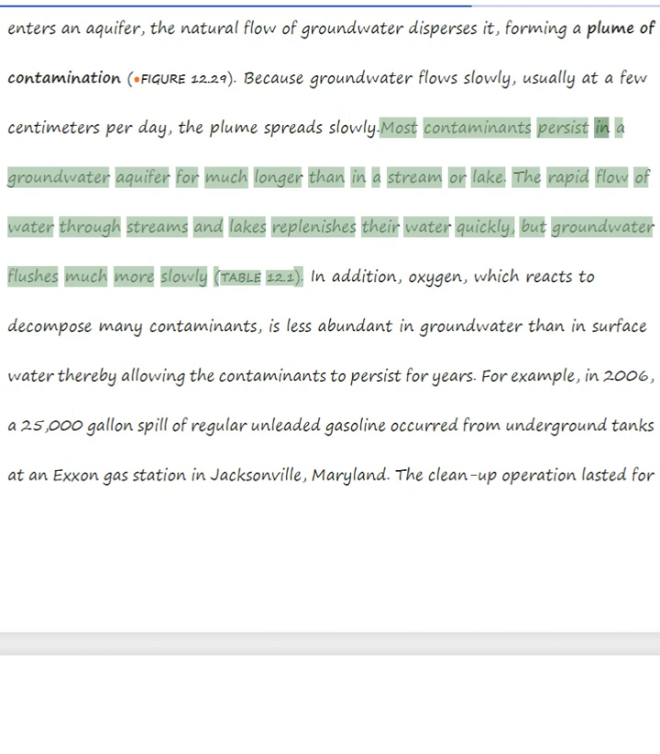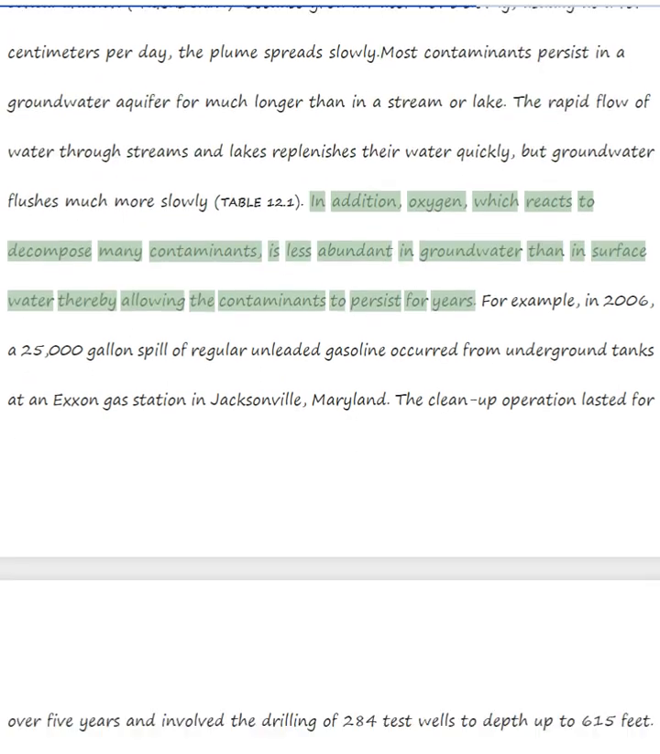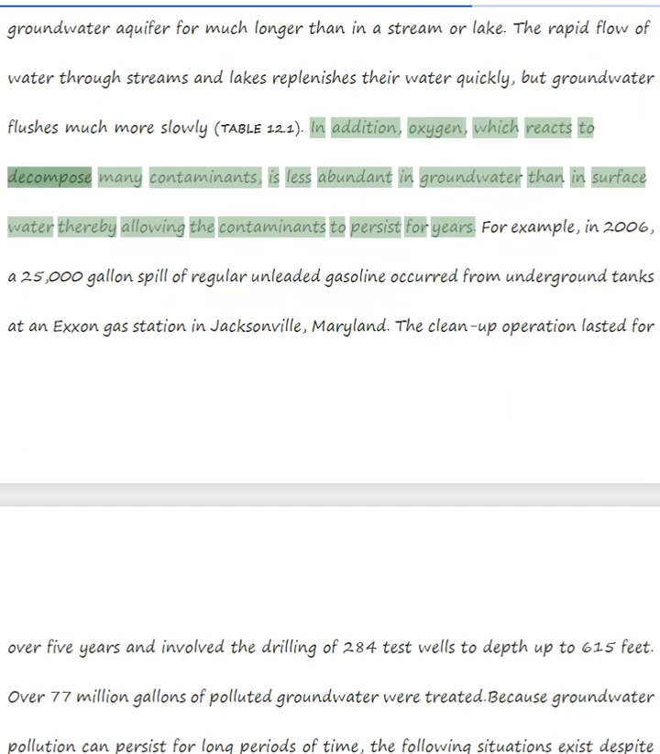Most contaminants persist in a groundwater aquifer for much longer than in a stream or lake. The rapid flow of water through streams and lakes replenishes their water quickly, but groundwater flushes much more slowly. In addition, oxygen, which reacts to decompose many contaminants, is less abundant in groundwater than in surface water, thereby allowing the contaminants to persist for years.